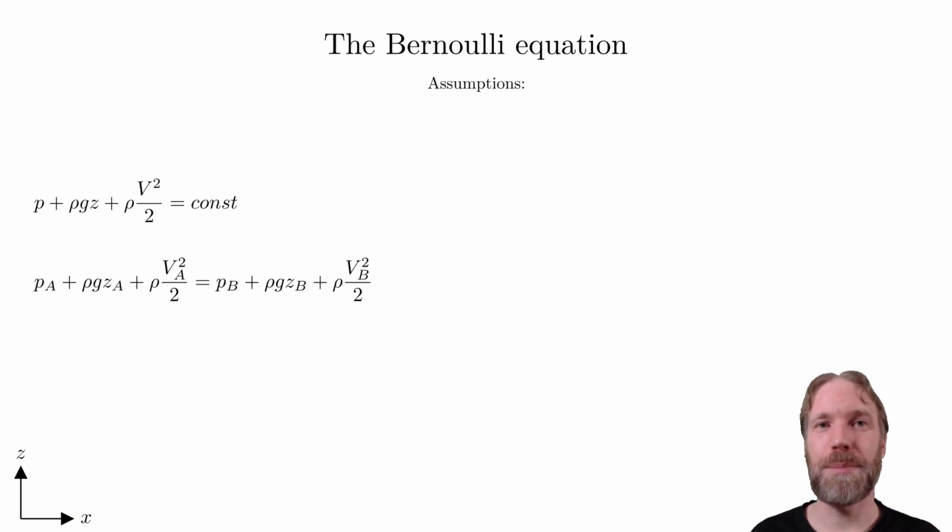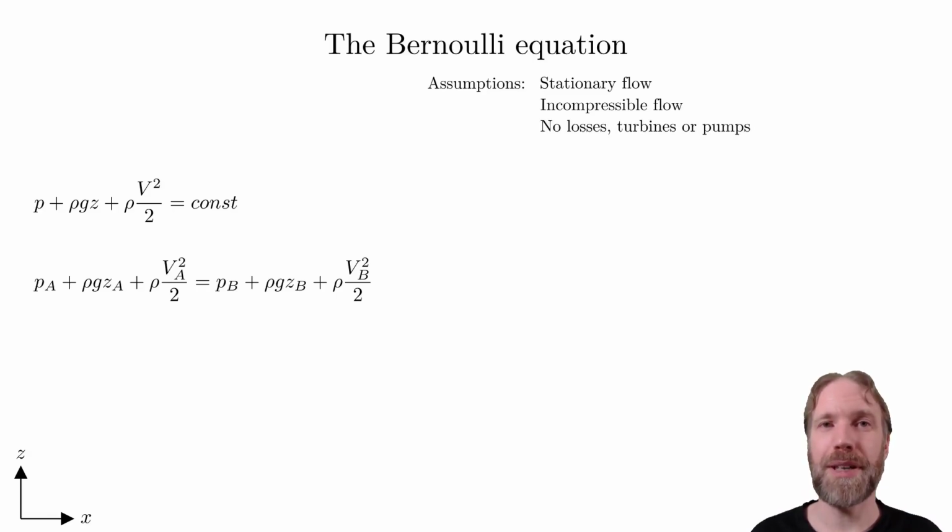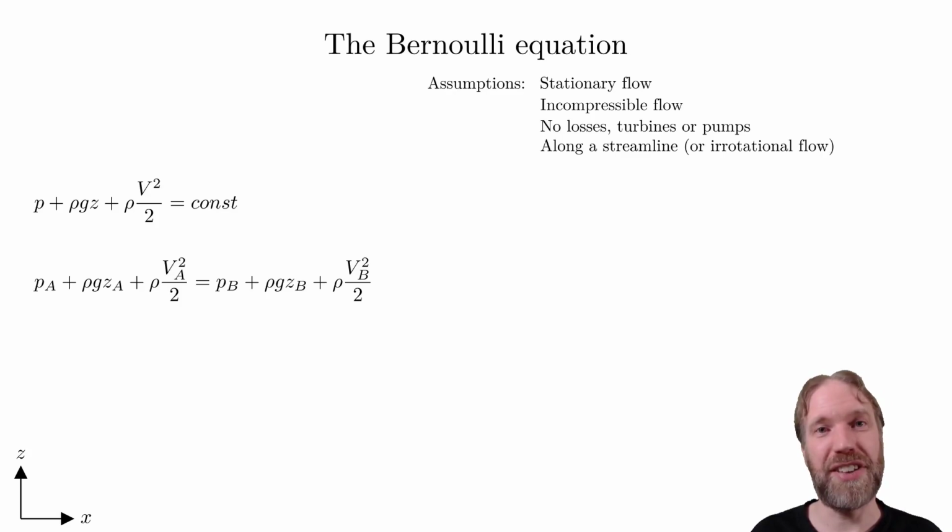Let's summarize the assumptions for Bernoulli. The first assumption is stationary flow. The second is incompressible flow. A third assumption is no losses, nor any pumps or turbines. Finally, the two points we compare should be on the same streamline. There's an alternative condition which states that the points do not have to be on the same streamline if the flow is irrotational. This alternative condition cannot be seen from our derivation here. Instead, you should derive Bernoulli by integrating Navier-Stokes equations if you want to prove this.